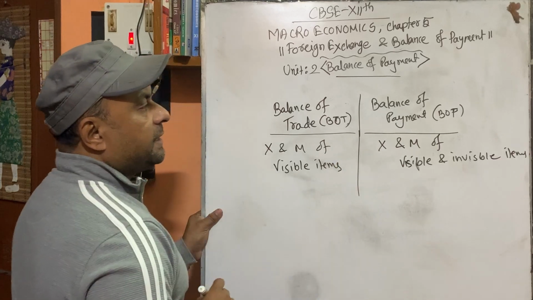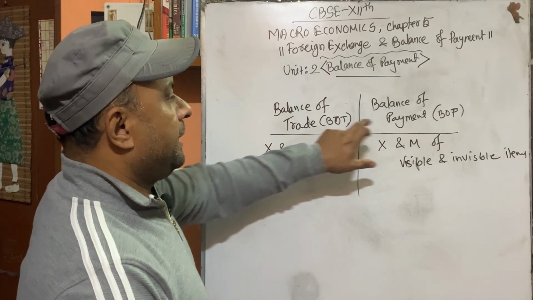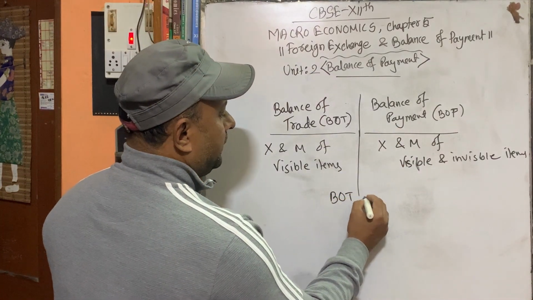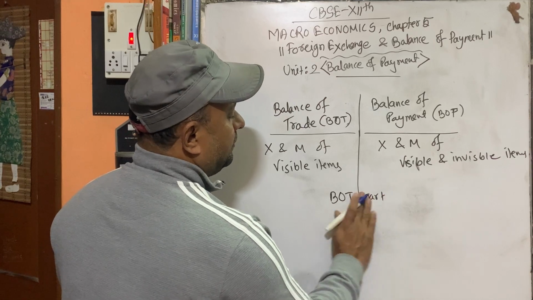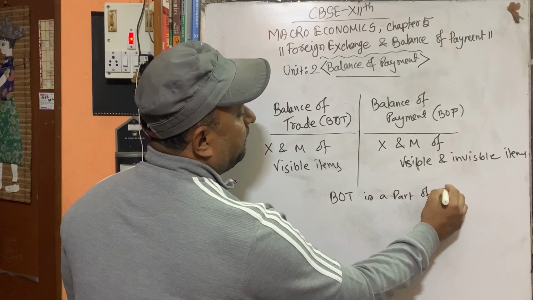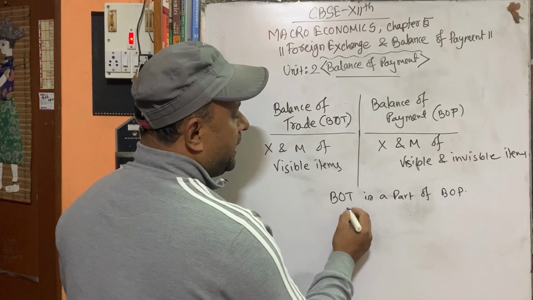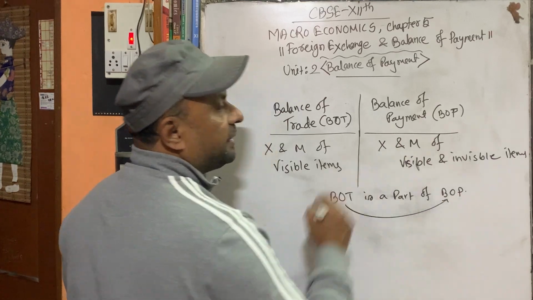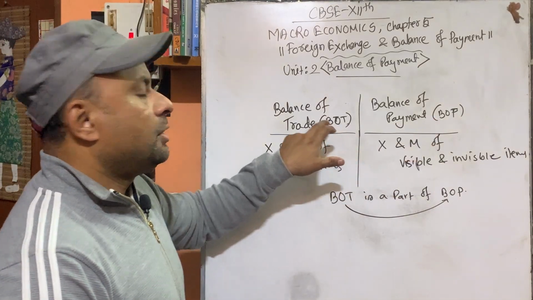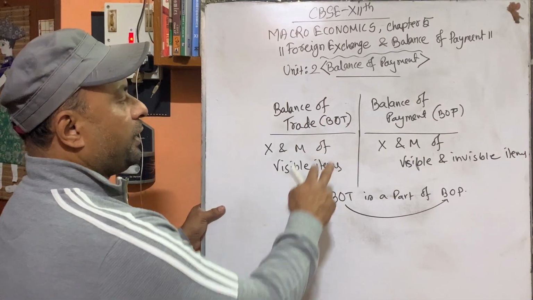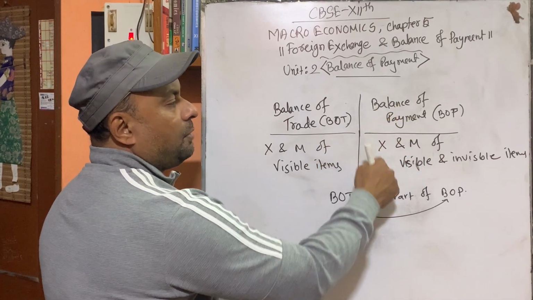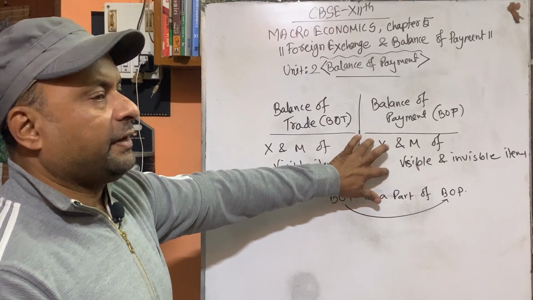So all the items of BOT come under balance of payment. Means BOT is a part of balance of payment, because each and every item of BOT comes under BOP. So BOT is called a part of BOP. BOT is a partial record of the foreign trade of a country because it does not include the invisible items. But BOP is the complete record of foreign trade of a country.